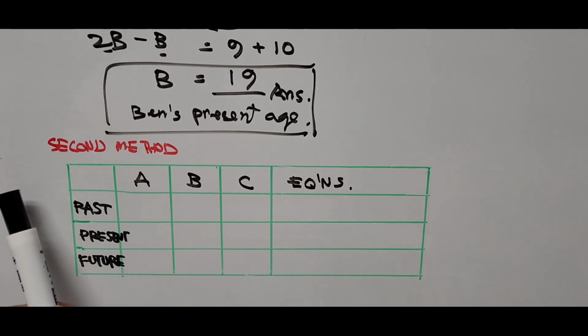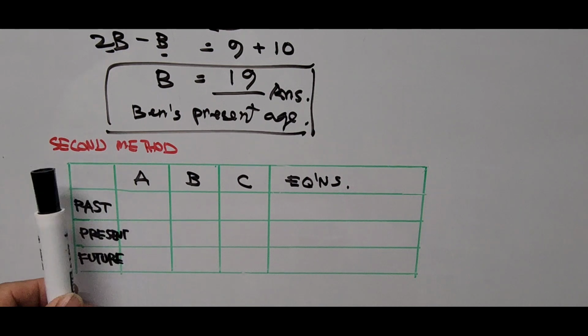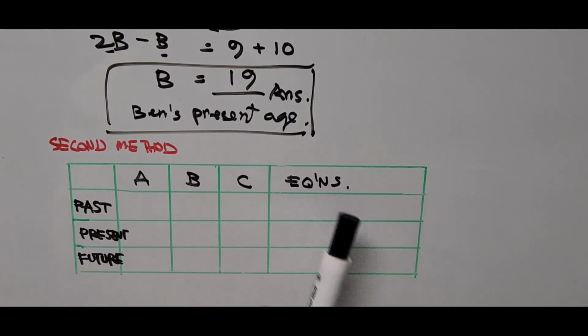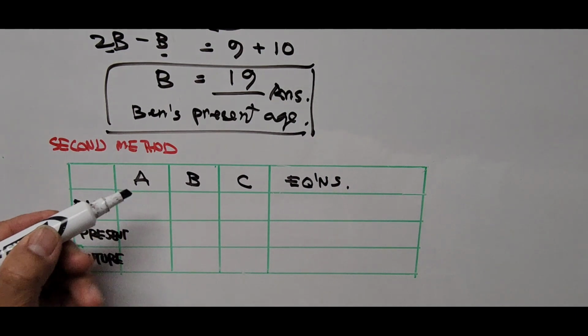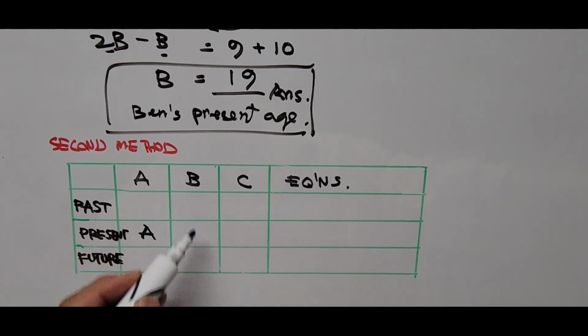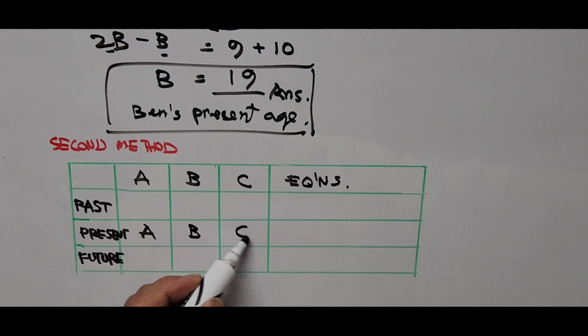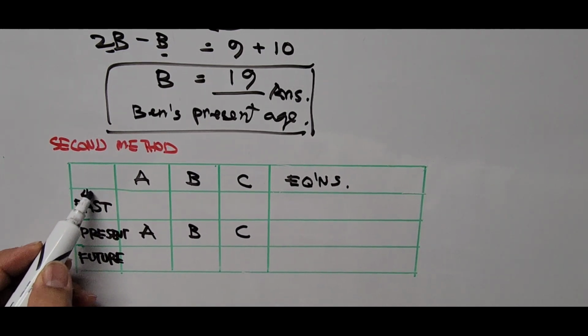So we have here the column, if you can see A, B, C, and the equation right there. A stands for the names, Albert, Ben, and Carlos, and these equations. And the column right here, if you see it, is past, present, and future tense over here. And here, let's indicate their present ages. Albert as A, present age. B, Ben's present age is B. C, Carlos is C.